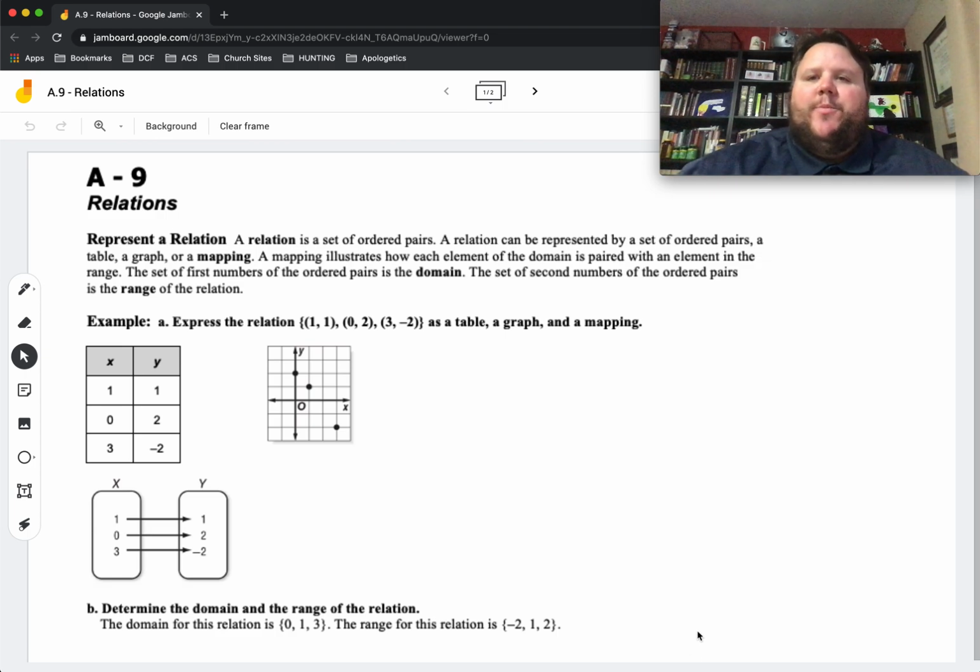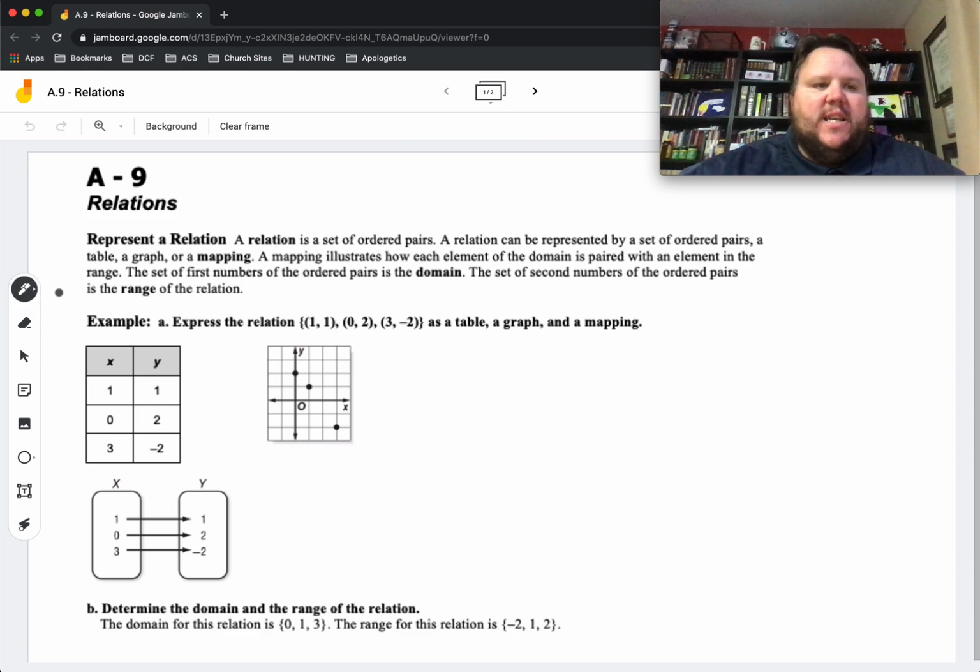Hey guys, today we're going to be looking at relations. This is an important topic for testing, any type of testing that you're going to take, whether it's SATs, HESPA, PARCC, whatever test they're going to come out with, it is for sure going to include relations.